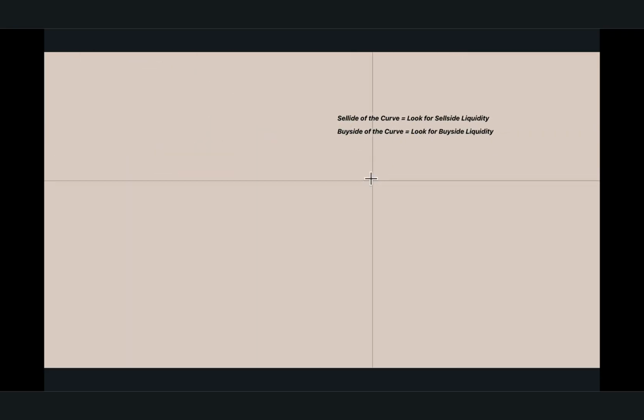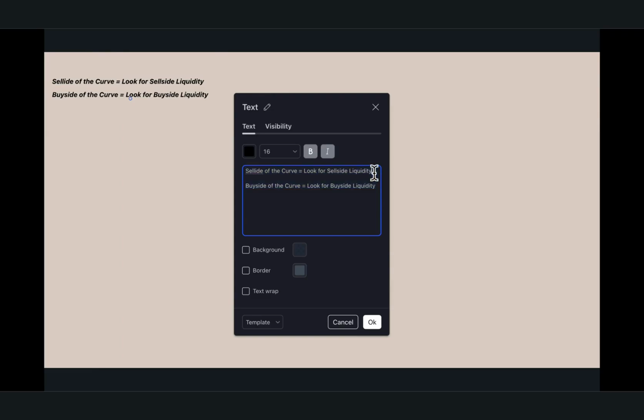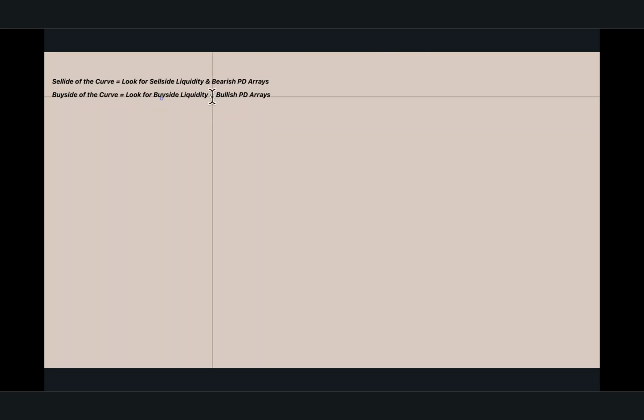And so one thing I like to tell my students is whenever you're in the sell side of the curve, look for sell side liquidity and bearish PD arrays. Vice versa, whenever in the buy side of the curve, look for buy side liquidity and bullish PD arrays. It's really that simple, right?